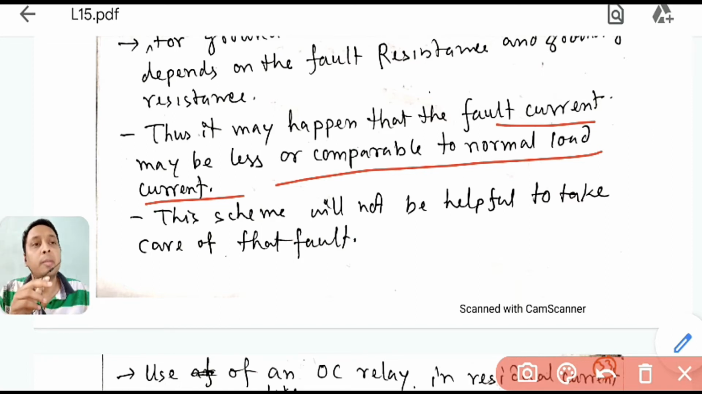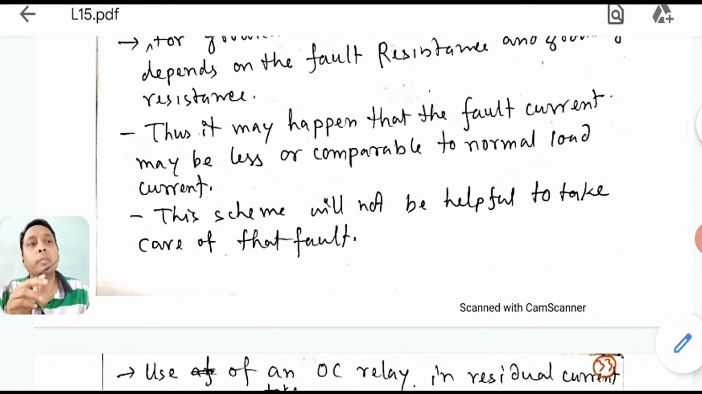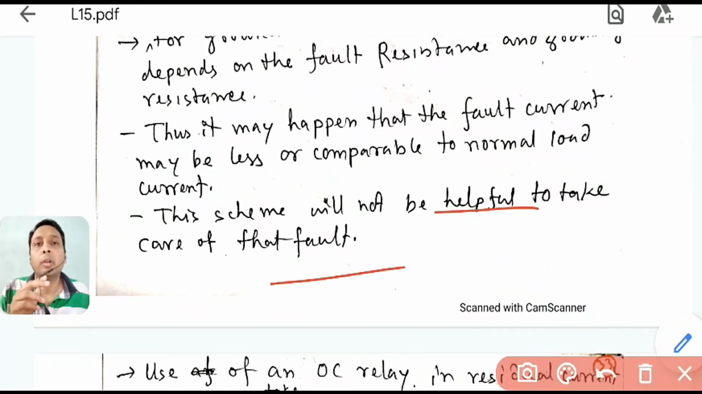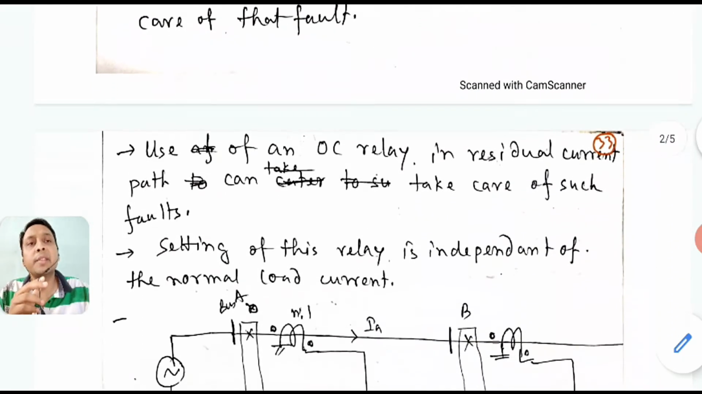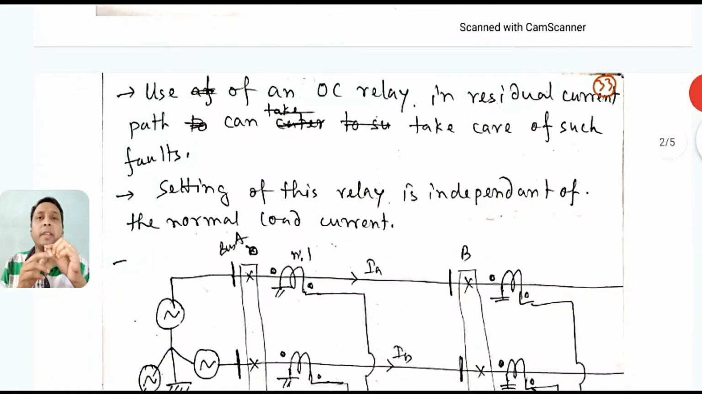So this scheme will not be able to take care of this type of fault. The idea is, if there is an imbalance in the system, then what happens? The neutral current doesn't become zero. The sum of all three currents is not equal to zero. In balanced condition it is zero, but now the sum is not zero. So if there is a fault, this imbalance current flowing will be high.